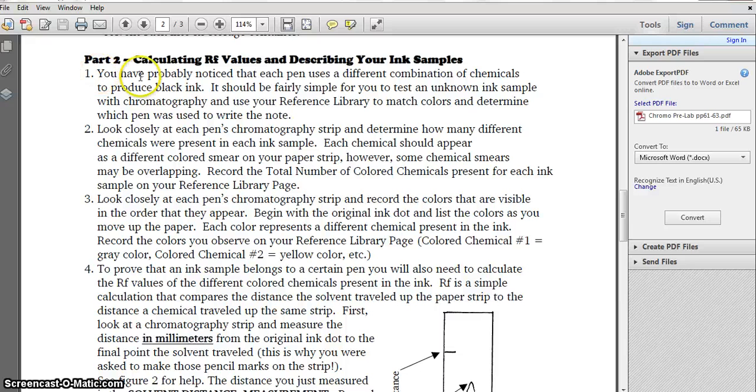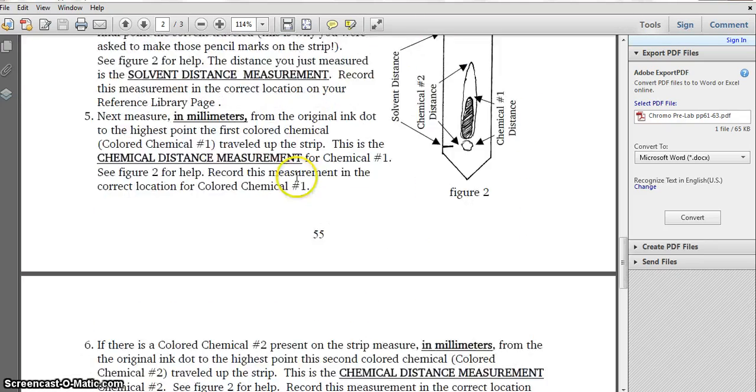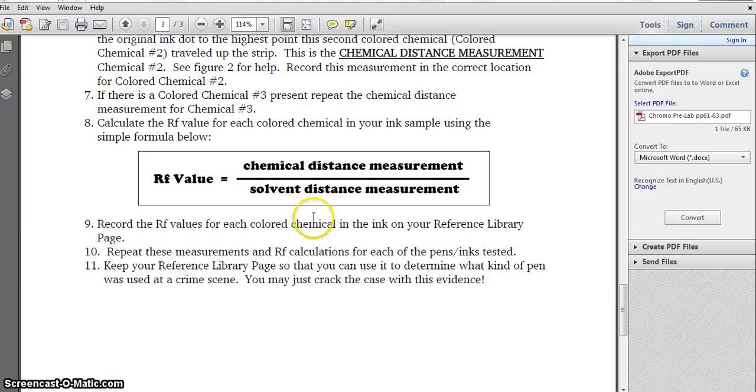Again, you don't have to write this whole procedure. For example, number 1, you don't have to write the sentences that are not describing the procedure. You just need to write down what the procedure says. Like this on number 2, look closely and determine how many different chemicals are in the sample. Once you get your procedure written down, be sure that you bring your notebook to class. Make sure you understand what RF value is, and if you have questions, I'll answer them there. This is a really cool lab, and I'm looking forward to doing it with you.